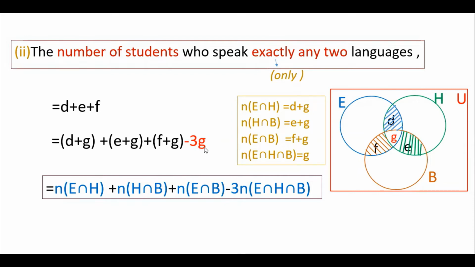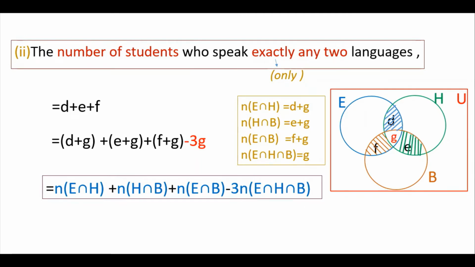So minus 3G. So now you can directly write D plus G is n of E intersection H. So write here n of E intersection H. This is the value. And E plus G, so this one n of H intersection B, plus F plus G, that is n of E intersection B, minus 3 n of G, that is E intersection H intersection B. So this is how you can find the value of the number of students who speak exactly any two languages by using this one.